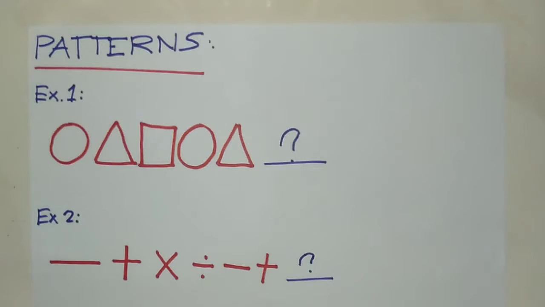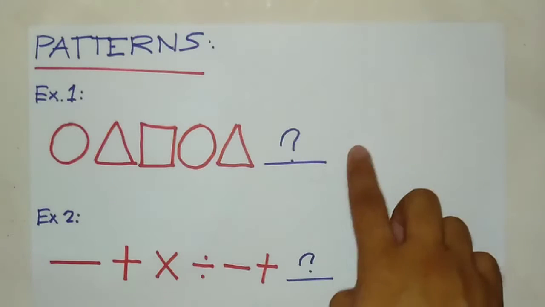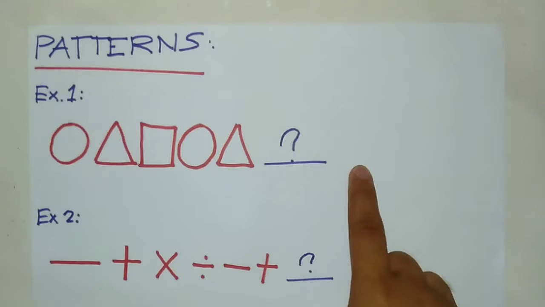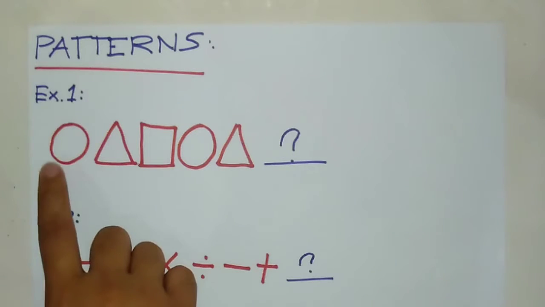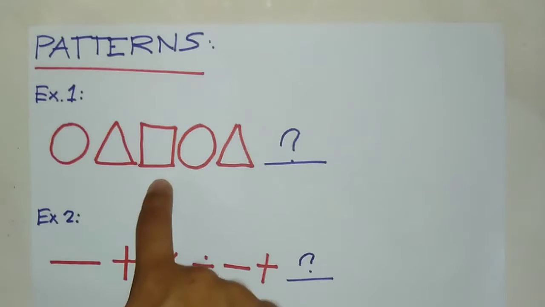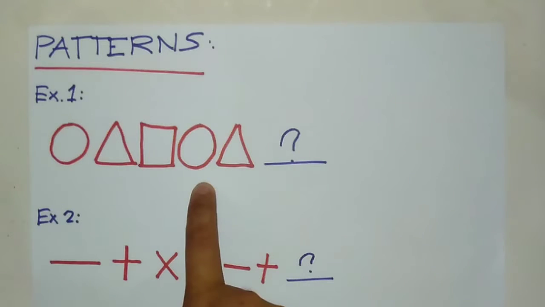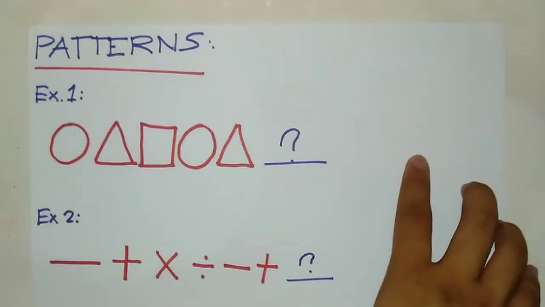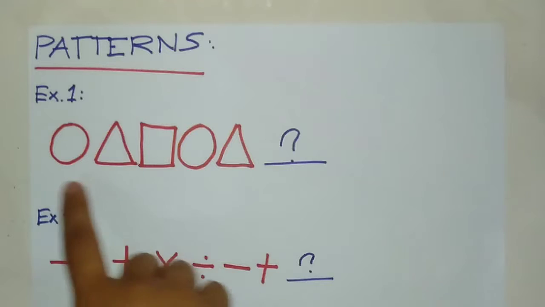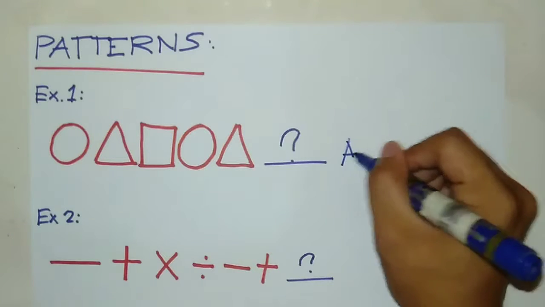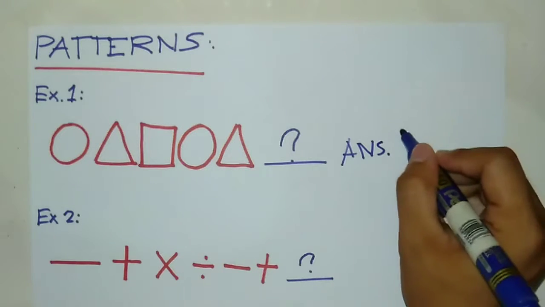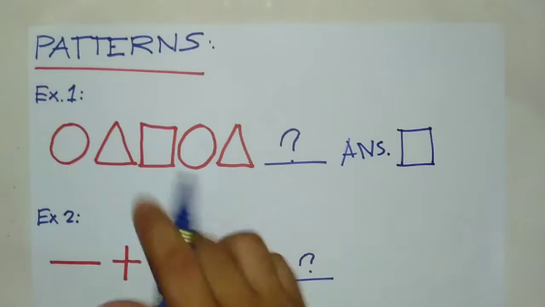So we have some examples for the patterns. In the first example, it consists of shapes. So we need to find the next shape for this pattern. As we can see, the pattern for this one is arranged circle, triangle, square, and go back to circle. So logically thinking, it should be square because of the pattern here. So definitely the answer will be square because of this.